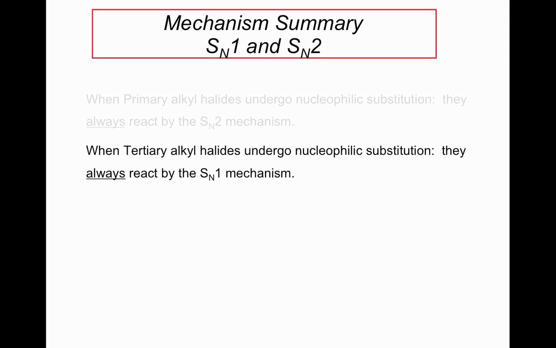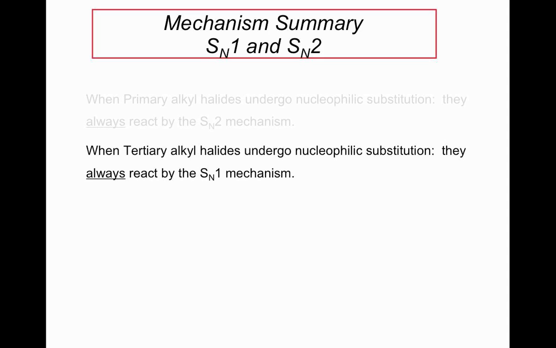In contrast, tertiary alkyl halides will undergo nucleophilic substitution via an SN1 mechanism. Remember, tertiary alkyl halides will produce tertiary carbocations, which are very stable for SN1 mechanistic pathways. In contrast, SN2 is not favored for tertiary alkyl halides because the crowding around the alpha carbon prevents the approach of the nucleophile.